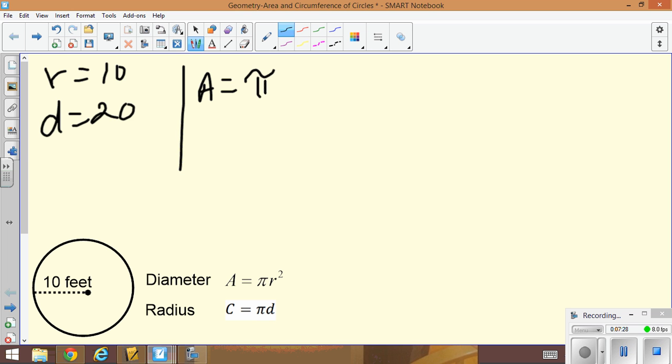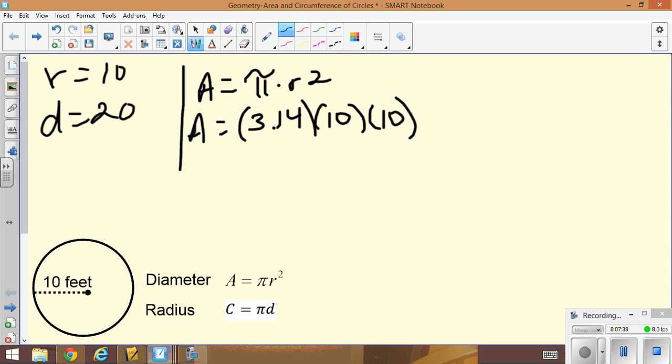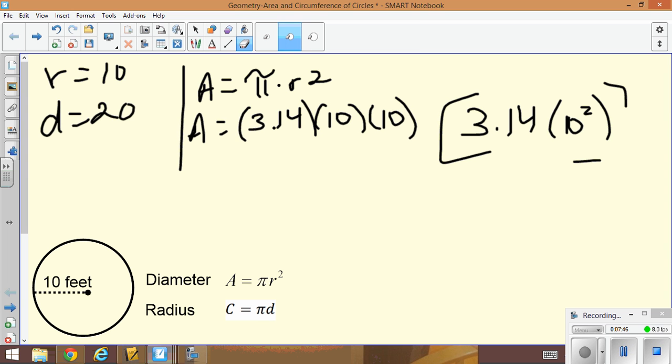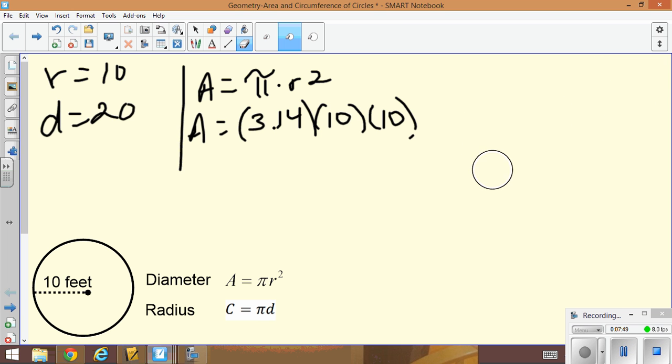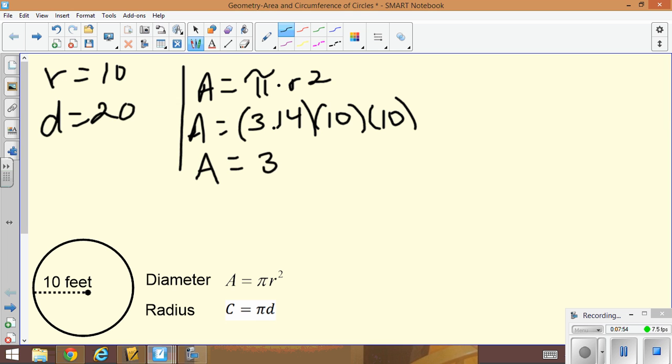Area equals pi times radius squared. Area equals 3.14. The radius is 10 times 10, or there's some of you who like to write it like this. Okay, you can do it either way, not both, just pick one. All right, I'm just going to keep this format for now. So you're going to use your calculator and do 3.14 times 10 times 10, and we should get an answer of 314 feet squared.